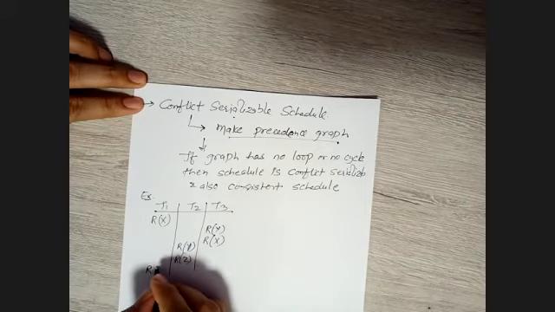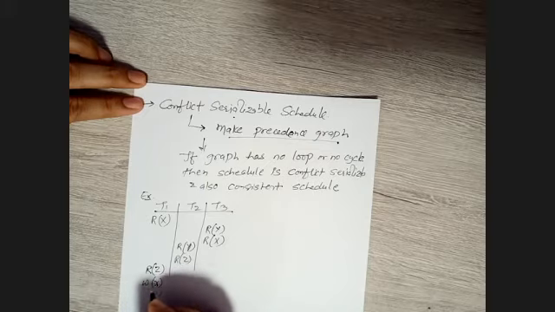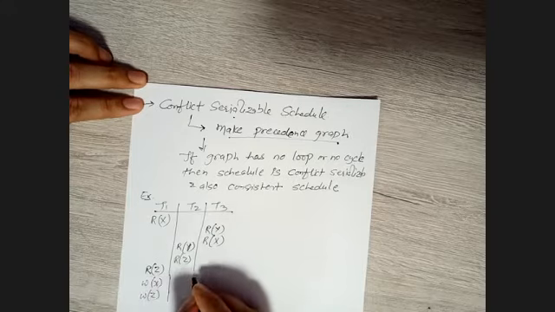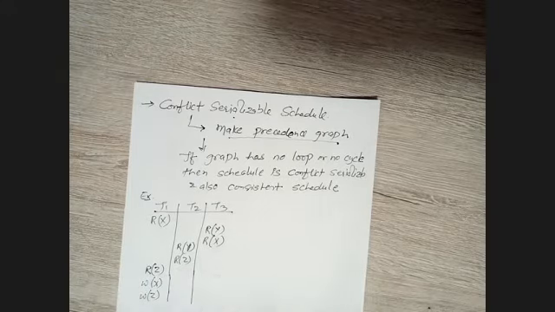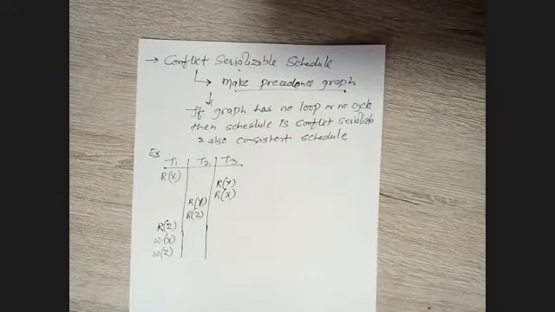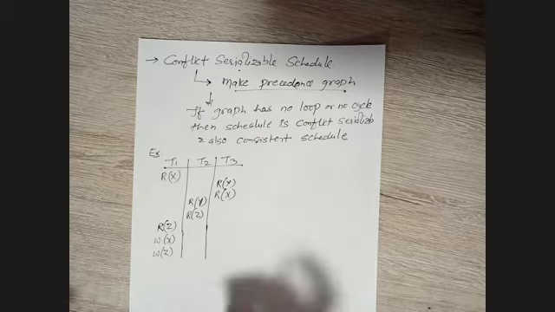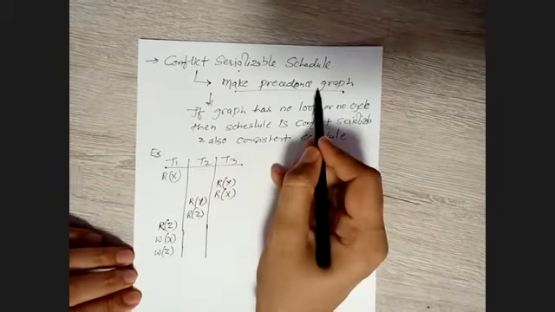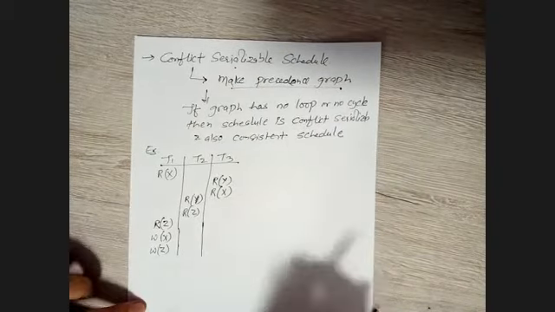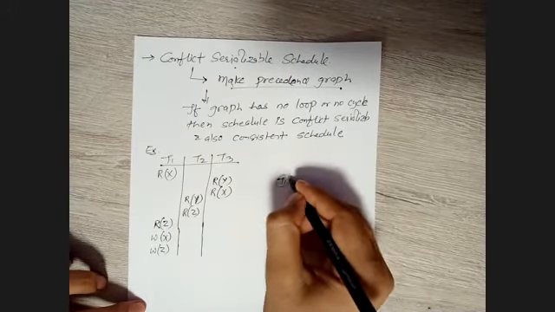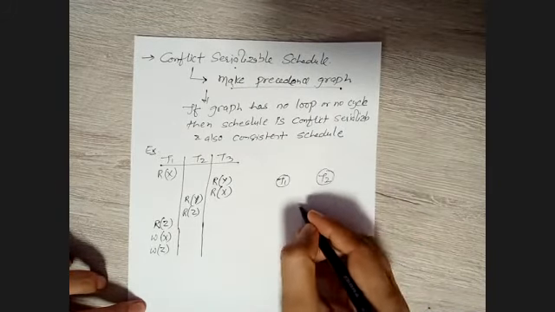So this is one schedule. Let's identify first whether this is serializable or not. Once it is serializable, we will go to how many serial schedules are possible for this one. For that, definitely we need to make a precedence graph. So let's make it for this one, we have three transactions T1, T2 and T3.